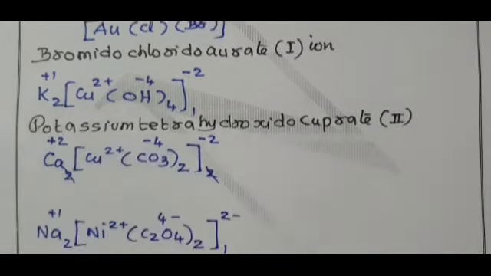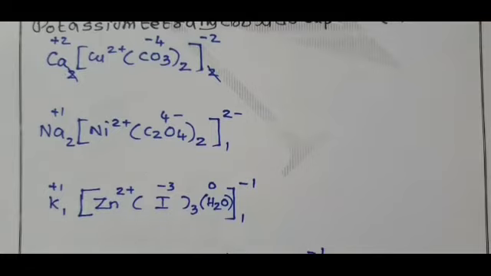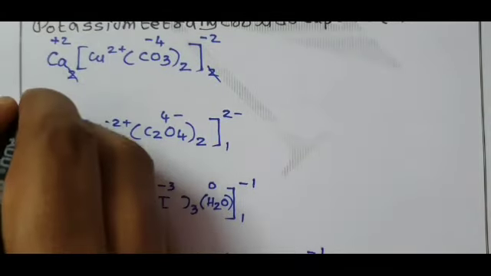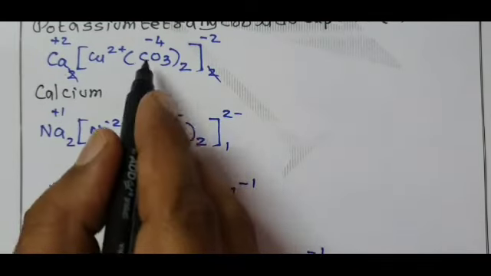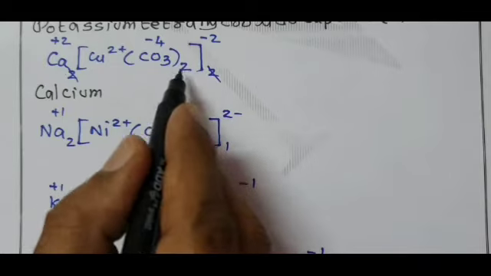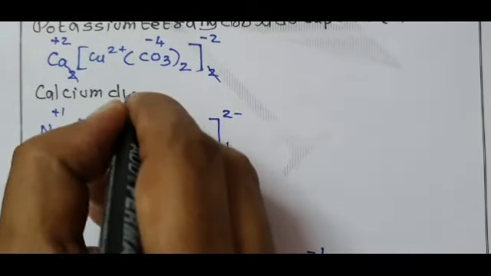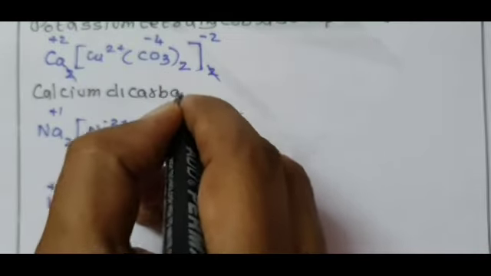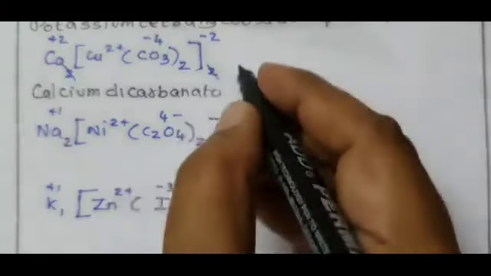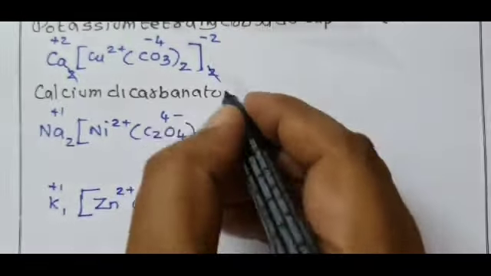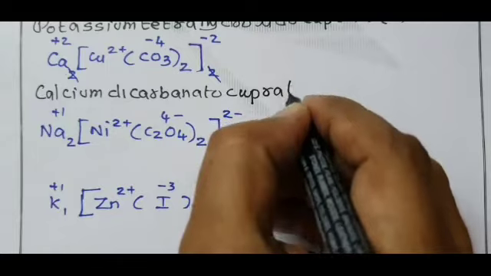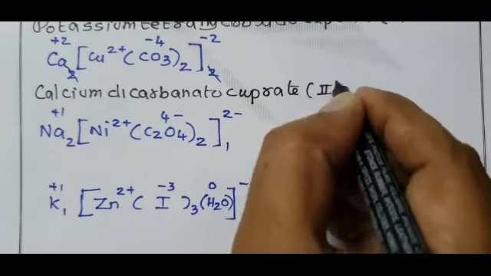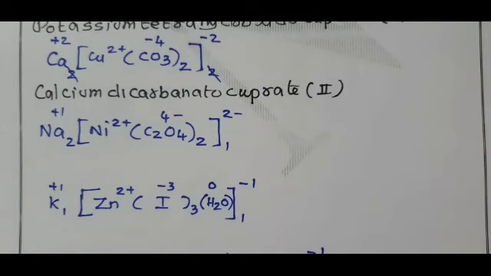Then the next complex, copper complex, how to name it? First cation name first with the caps, calcium. Carbonato, bidentate ligand, how many carbonato? 2 carbonato, therefore dicarbonato. Copper oxidation state 2 plus. So, anionic complex, therefore actual name of Cu is cuprum, name ends with ate, cuprate, oxidation state 2. Calcium dicarbonato cuprate 2.